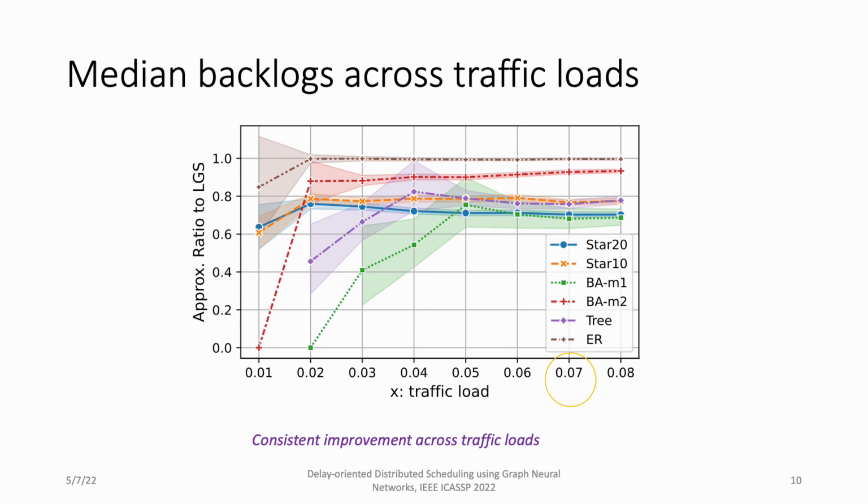Next, let's look at our performance on different traffic loads. The previous experiment shows only a moderately loaded traffic. As we can see, across different traffic loads, our scheduler also has a consistent improvement on different types of topologies. So this shows that our scheduler can generalize to different traffic loads as well as different topologies.